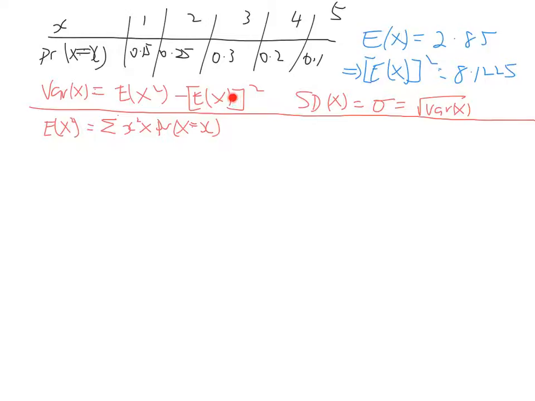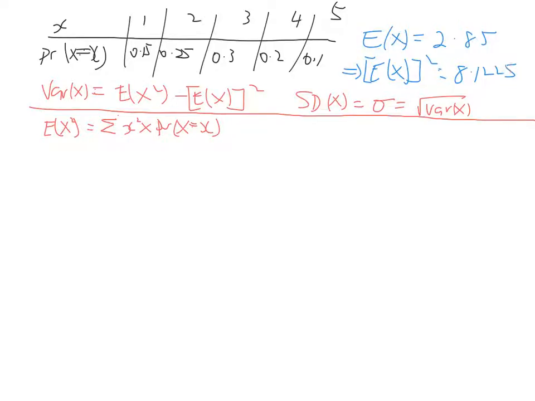Now, E of X, like we know, is our mean, or our expected value, and what we've got to do is square that. So to find that, we do it like we normally would. In this case, it's 2.85. So when we square that, we end up with 8.1225.